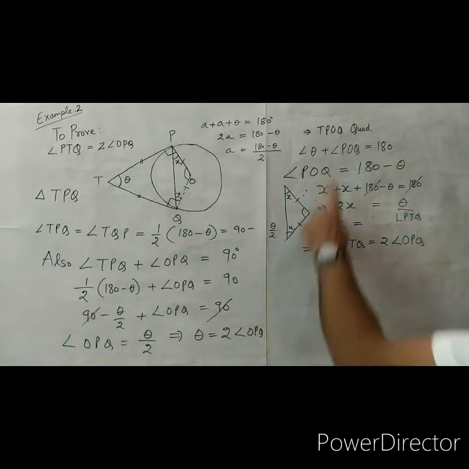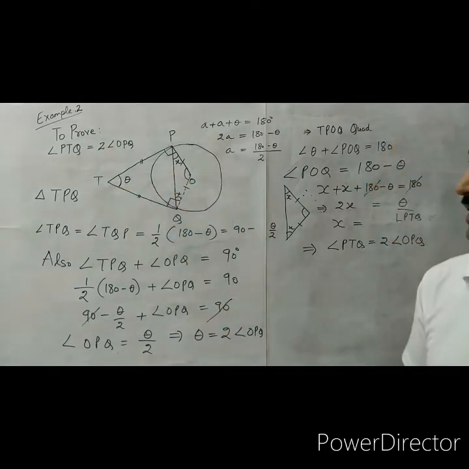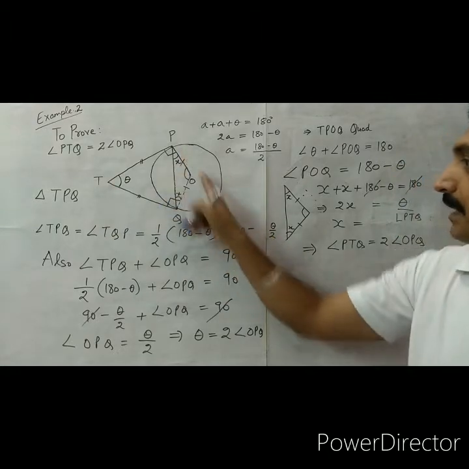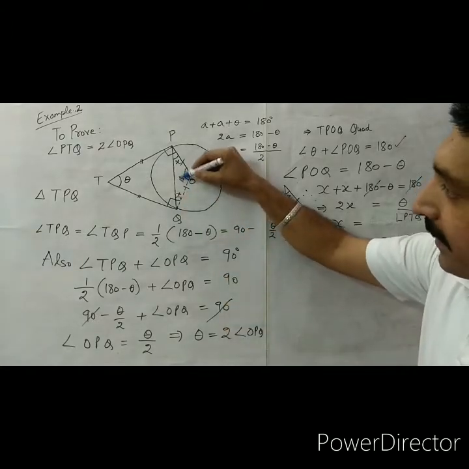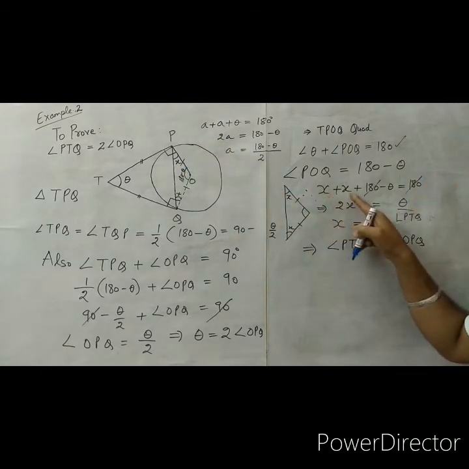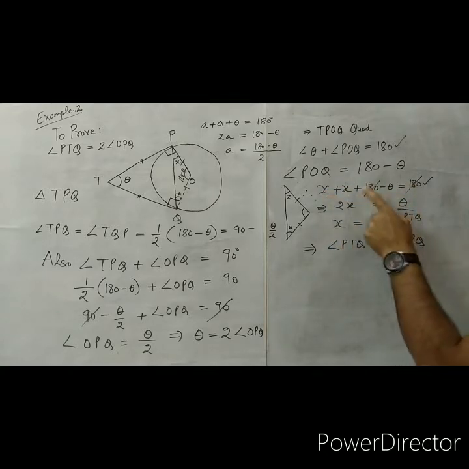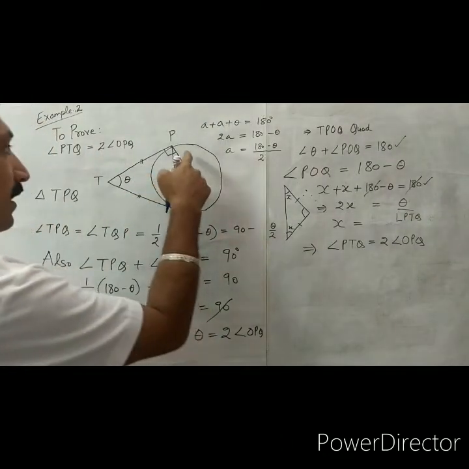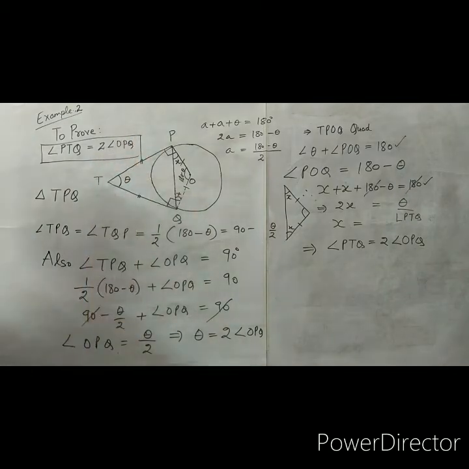Let me recapitulate here. Thus another way: TPOQ is a quadrilateral. The sum of all four angles is 360. So subtracting one right angle from here and one right angle from here, we are left with angle theta and angle POQ is 180 degrees. So now in this triangle, this angle is 180 minus theta. So X plus 180 minus theta is equal to 180 degrees. So 180 and 180 get cancelled. Twice of X is equal to theta. This minus theta becomes plus on the right hand side. So we have X, which is angle OPQ. So we have this statement that angle PTQ is twice of angle OPQ.